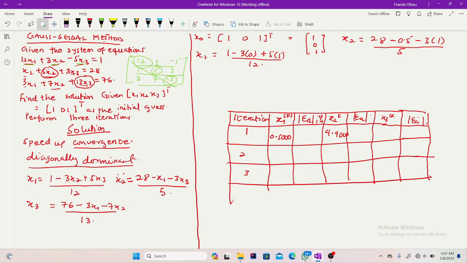Once I have this, I move to x3. x3 will be equal to 76 minus 3 times our x1. The current value of x1 is 0.5000 in our table here. So 0.5, minus 7 times our current x2 value, which is 4.9, all over 13. And this gives our x3 to be 3.0923.